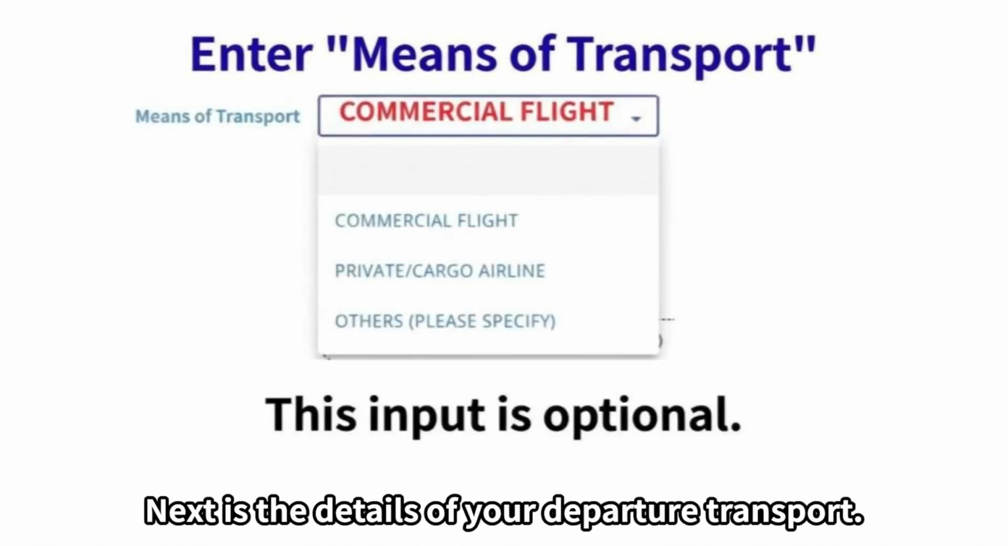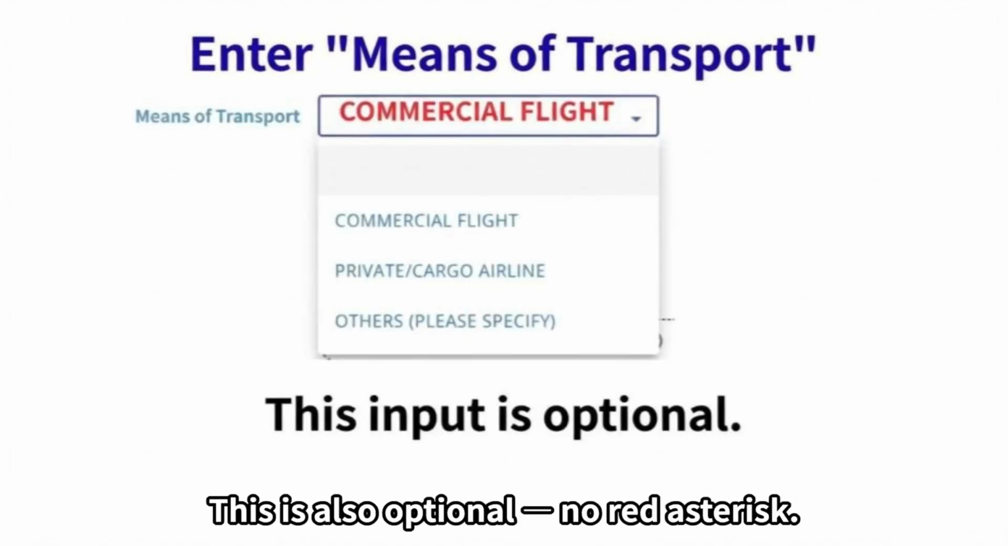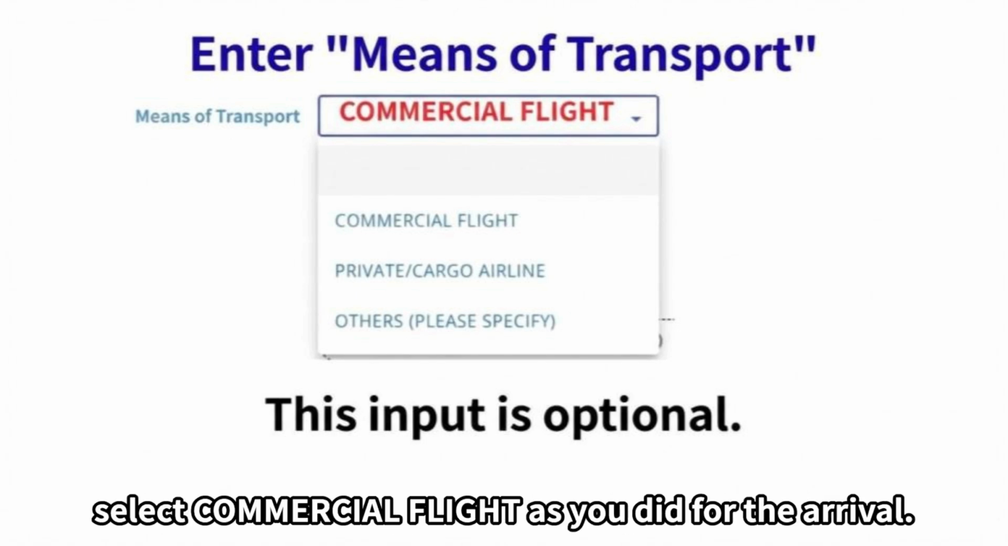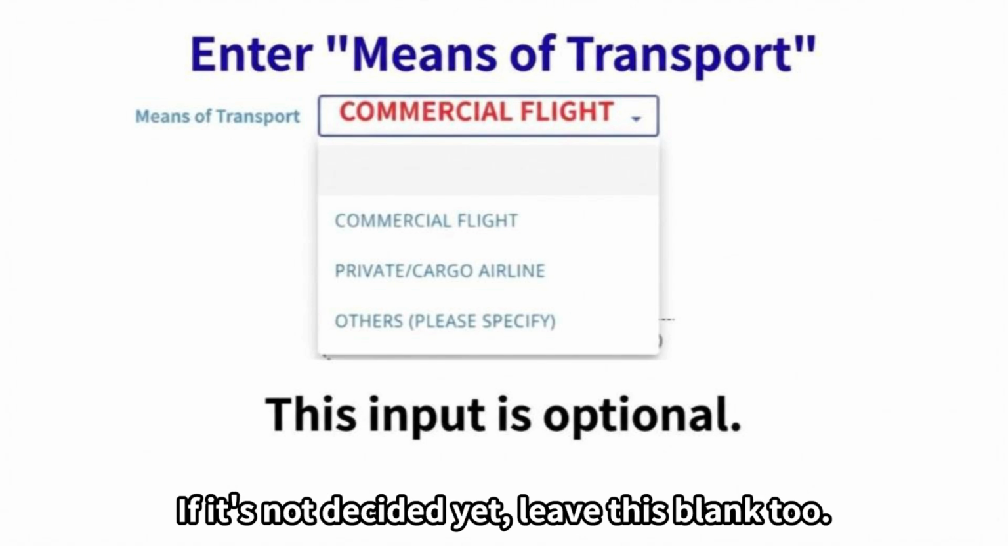Next is the details of your departure transport. This is also optional, no red asterisk. If you're entering your return flight information, select commercial flight as you did for the arrival. If it's not decided yet, leave this one blank too.